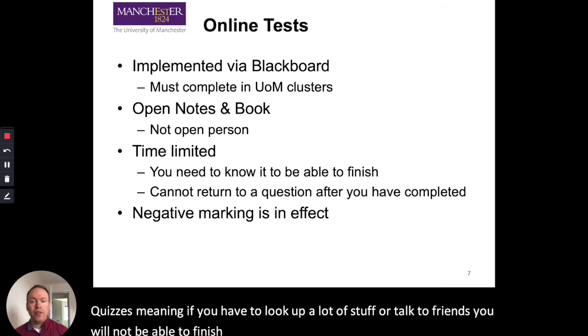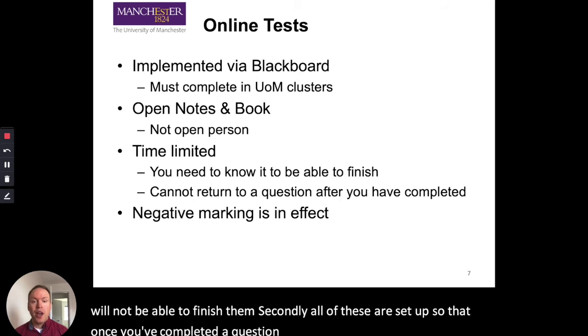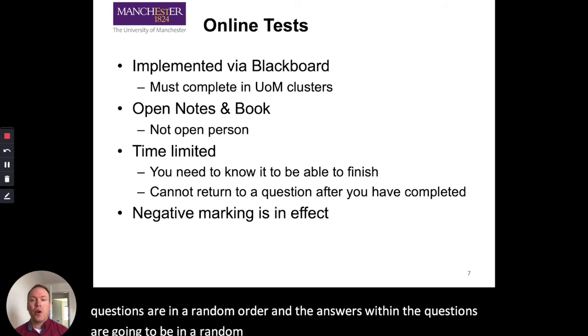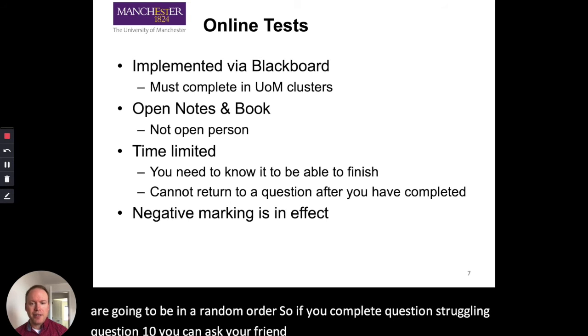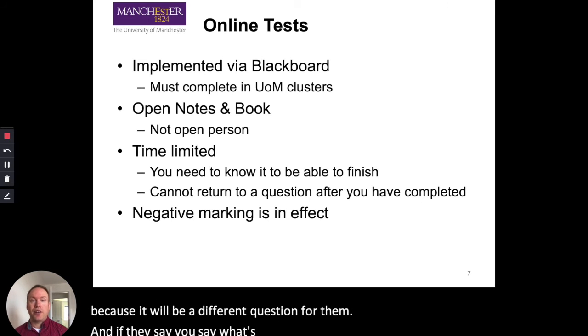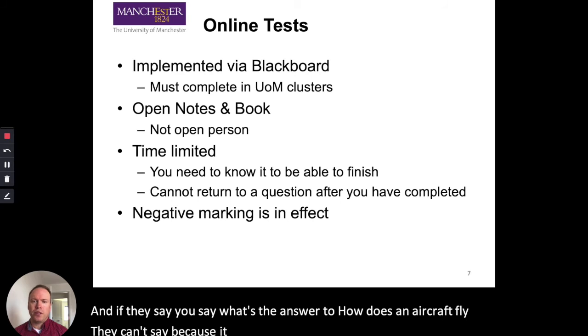Secondly, all of these are set up so that once you've completed a question and moved on, you can't return to it. The questions are in a random order, and the answers within the questions are going to be in a random order. So if you're struggling in question 10, you can't ask your friend what question 10 is, because it will be a different question for them. And if you say, well, what's the answer to how does an aircraft fly? They can't say B, because it might be C on yours.